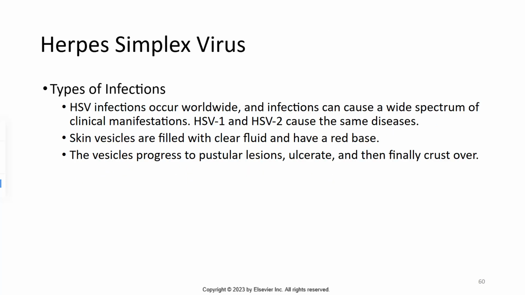Types of infections. HSV infections occur worldwide, and infections cause a wide spectrum of clinical manifestations. HSV 1 and 2 cause the same diseases. Previously, we used to think HSV 1 would just cause oral herpes, and HSV 2 would just cause genital herpes. But now we know that each can cause both.